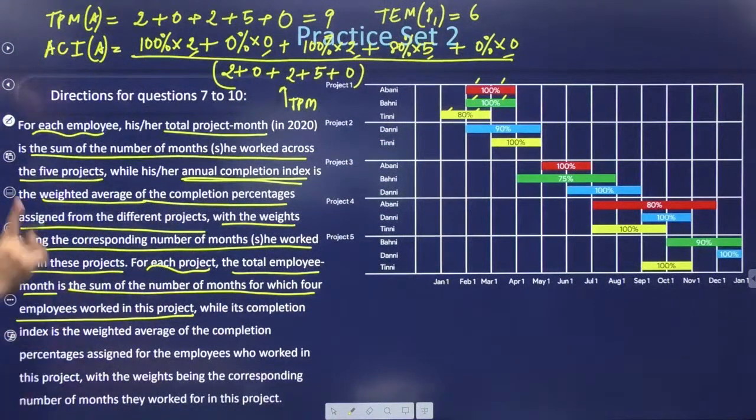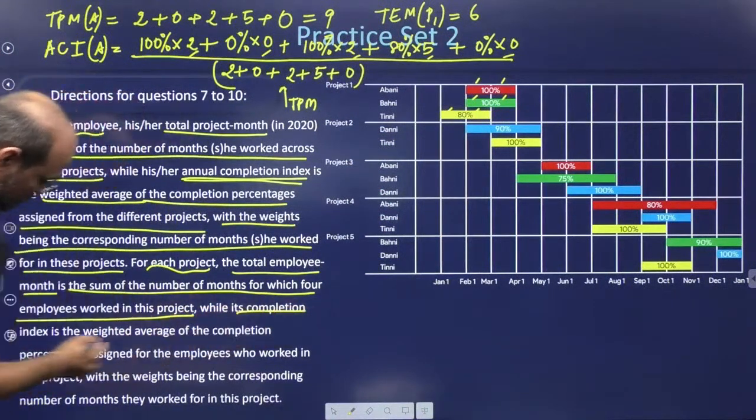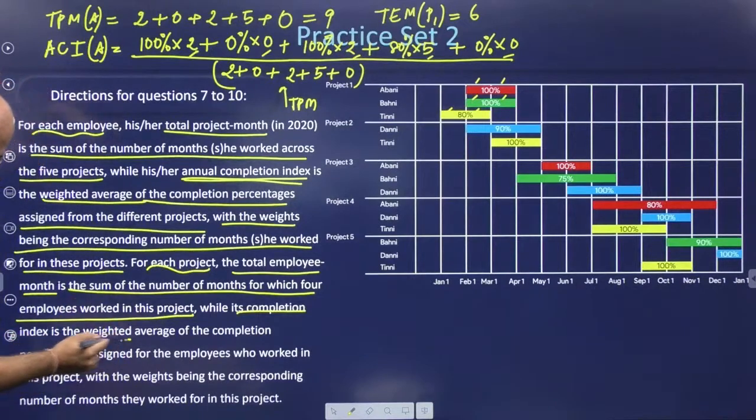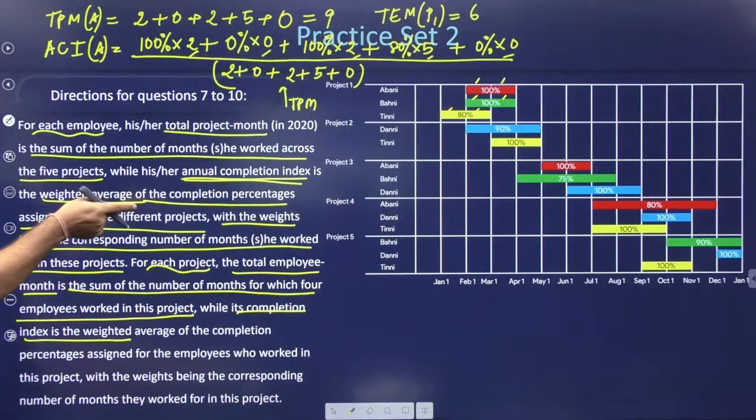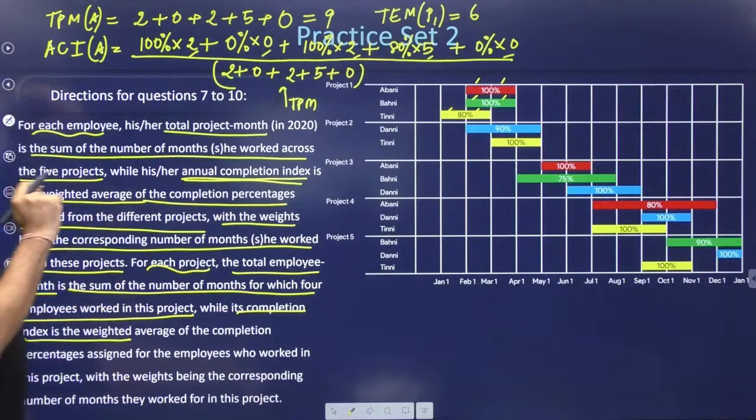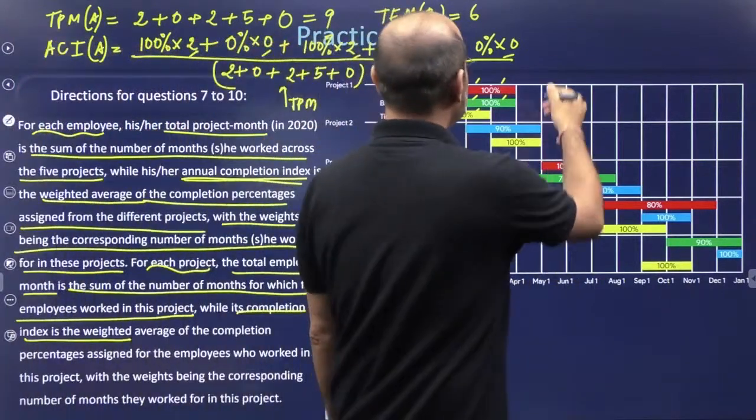Okay. Next, while its completion index, right? Like it was annual completion index for an employee, we have its completion index. So we can say project completion index.